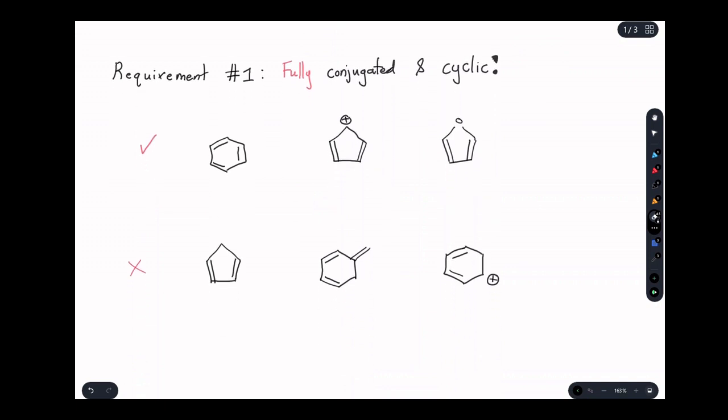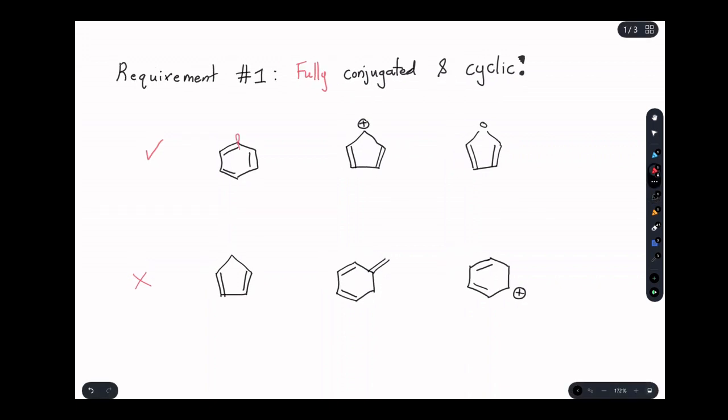The first requirement for a ring to be considered aromatic is that it is fully conjugated and cyclic. So aromatic systems only exist when they're in rings, but you don't necessarily just have a conjugated system in a ring. The entire ring must participate in that conjugation. These three examples at the top are examples of fully conjugated cyclic rings. Benzene has 3 double bonds, 3 pi bonds, spaced out like such. We see that uninterrupted sequence of p orbitals, right? Fully conjugated. Every single carbon of that ring is involved in the conjugation.